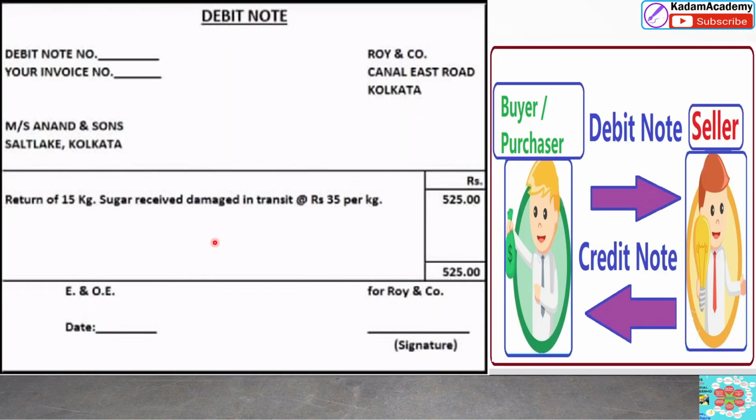This is the format for the debit note. What does it contain? Again, like a credit note, it has the debit note number, the invoice number, the billing address, the seller's address, the buyer's address, details of the quantity, the amount, the authority signature and the date. All these details, including the invoice number, are given there. This is the content of the debit note, given by the buyer to the seller.